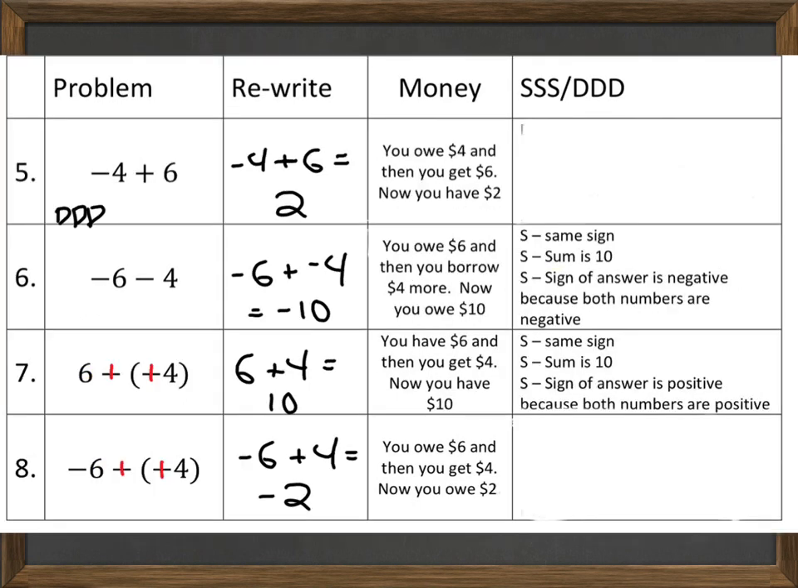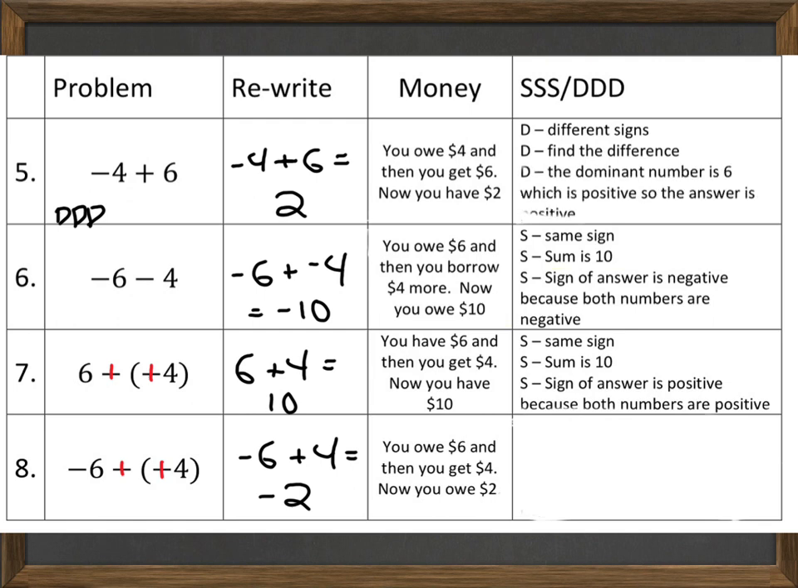All right, number 5, we have negative 4 plus 6. Again, we have different signs, and we've said this a million times, that 6 minus 4 is 2. Then we just have to figure out whether the answer is positive or negative. Well, the dominant term is 6 because 6 is bigger than 4. As you can see, 6 is positive, therefore our final answer would also be positive, which is what we already got here.